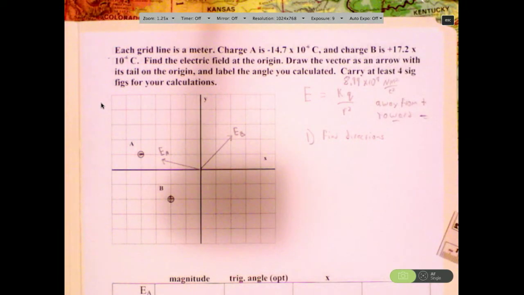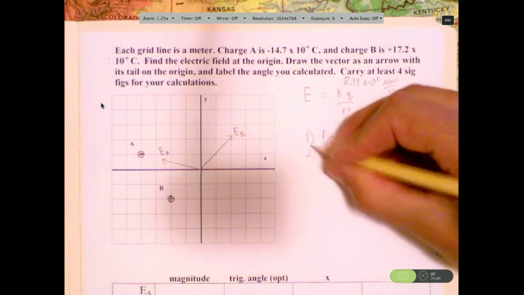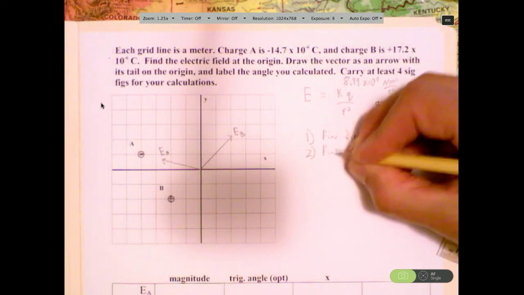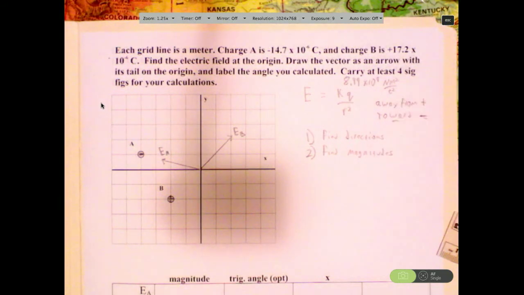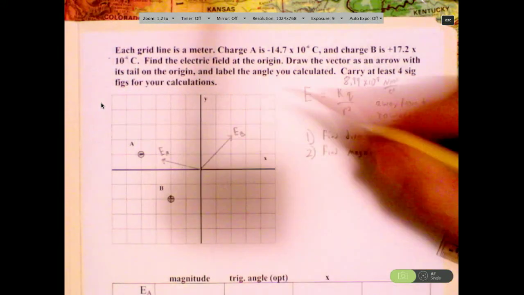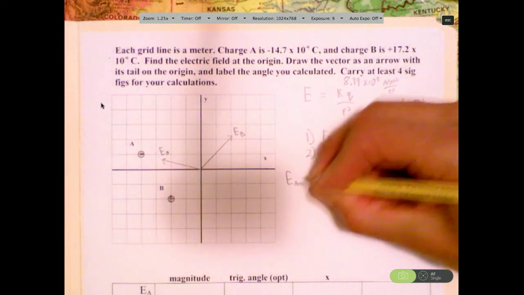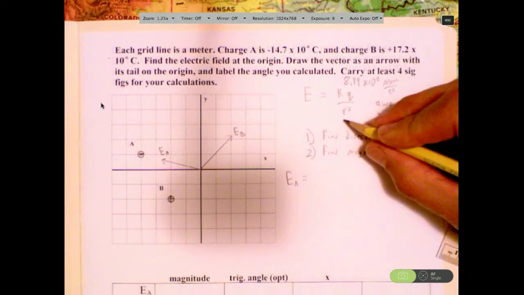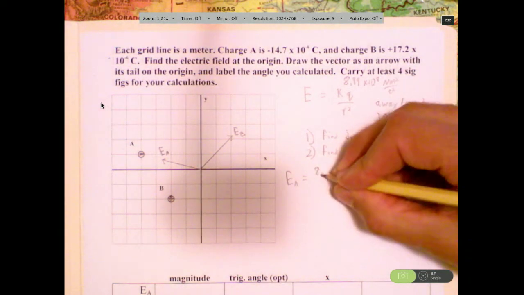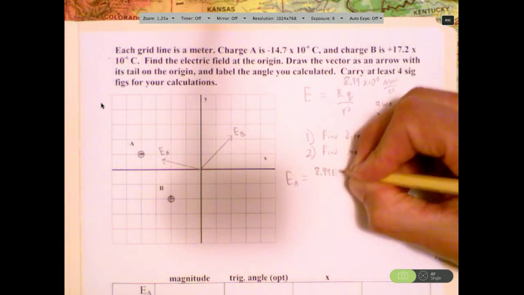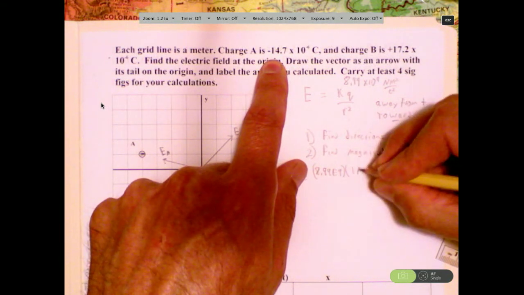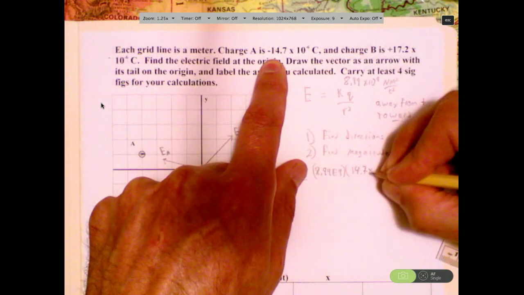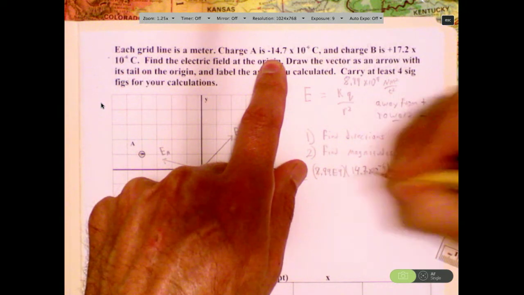The second thing to do is to find the magnitudes. So I think that's what I'm going to do next. The electric field of A, let's figure that out. I'm just using KQ over R squared. So 8.99 E9, and then A is 14.7 times 10 to the minus 6th.